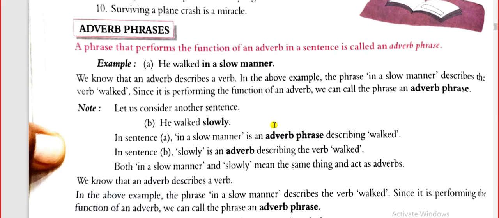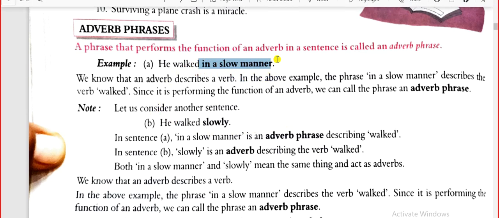Good. So, he walked in a slow manner. Right. So "in a slow manner" is the adverb phrase. ठीक है. काम क्या हो रहा है? Walked. हुआ. What was the work? Because the tense is simple past. काम क्या हुआ? चलने का. He walked. Now how did he walk? So the answer begins from "in" to "manner". ठीक है.